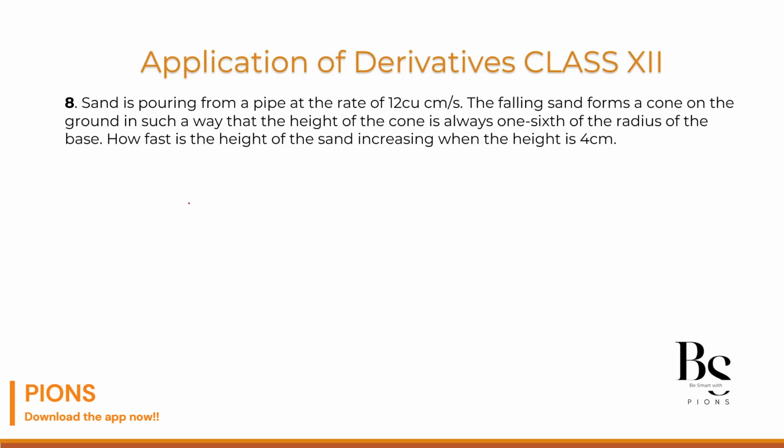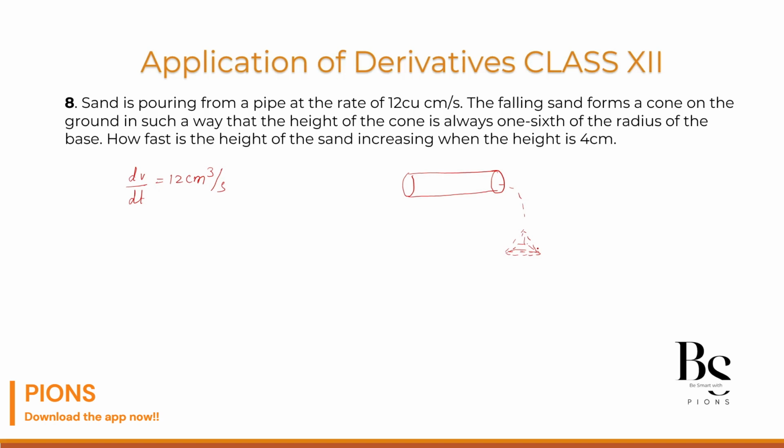So let's see what question number 8 says. Question number 8 says, sand is pouring from a pipe at the rate of 12 cubic centimeter per second. So this is a pipe. Let's draw a rough pipe here. This is our pipe. And the volume dV by dt, which is coming out from this pipe, is 12 centimeter cube per second. The falling sand forms a cone. So if the sand is falling down, it is forming a cone here, like this.